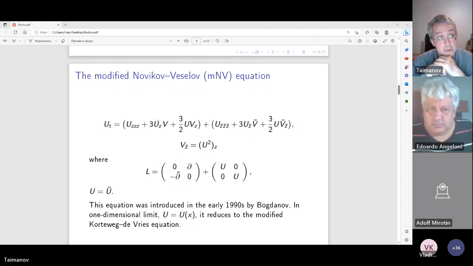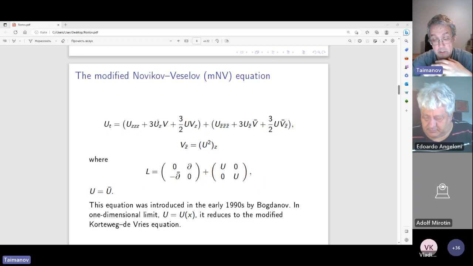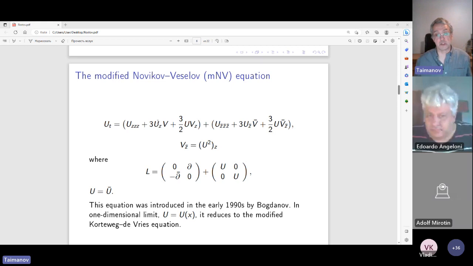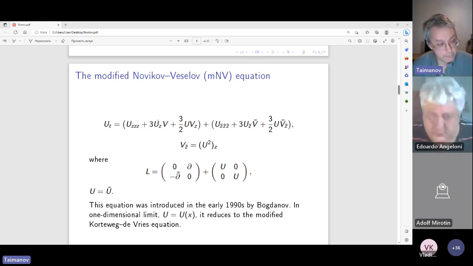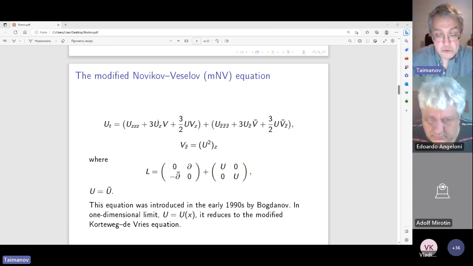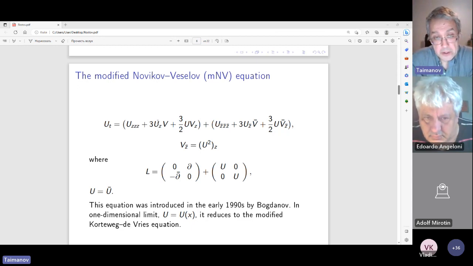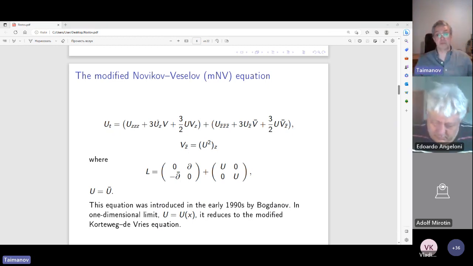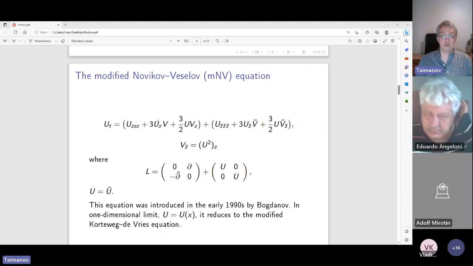So to the Korteweg-de-Vries equation, there corresponds the modified Korteweg-de-Vries equation, which is also a one-dimensional soliton equation, but for it the L operator is a Dirac operator. So Manakov and Bogdanov, Bogdanov was his PhD student at this moment, were looking for the generalization of the modified Korteweg-de-Vries equation in the same spirit as Novikov-Veselov generalizes KdV.